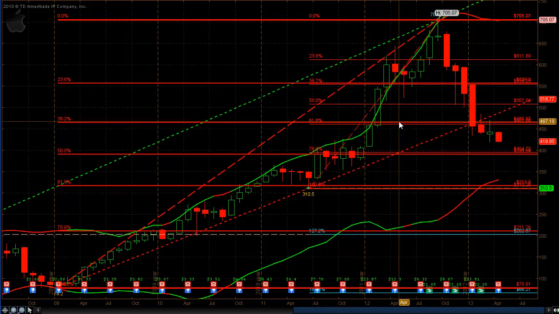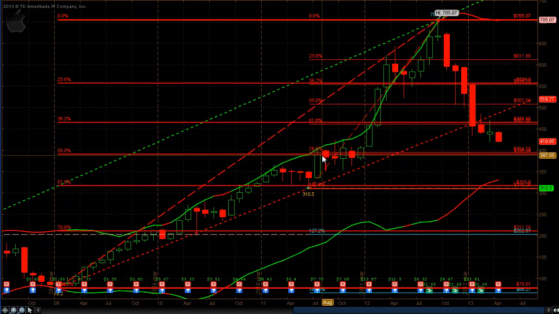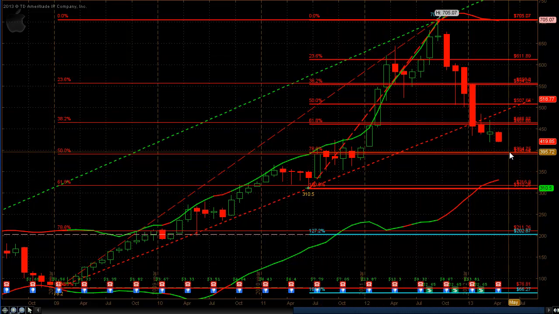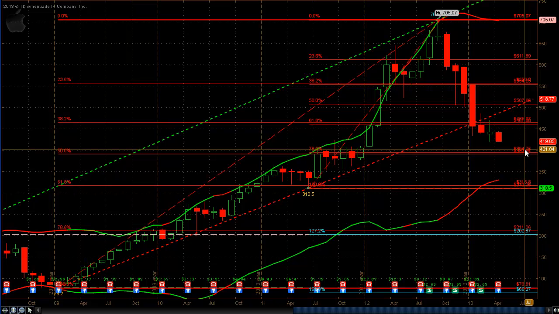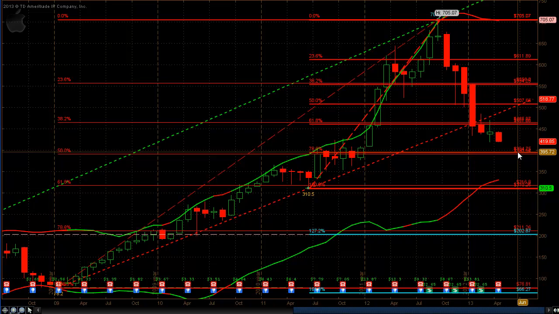You've got these clusters, and then down here again, from this pivot low to the high, it's got its 786 retracement down here around 394. So good support here at 395, 394 from 2 different Fibonacci retracement levels.